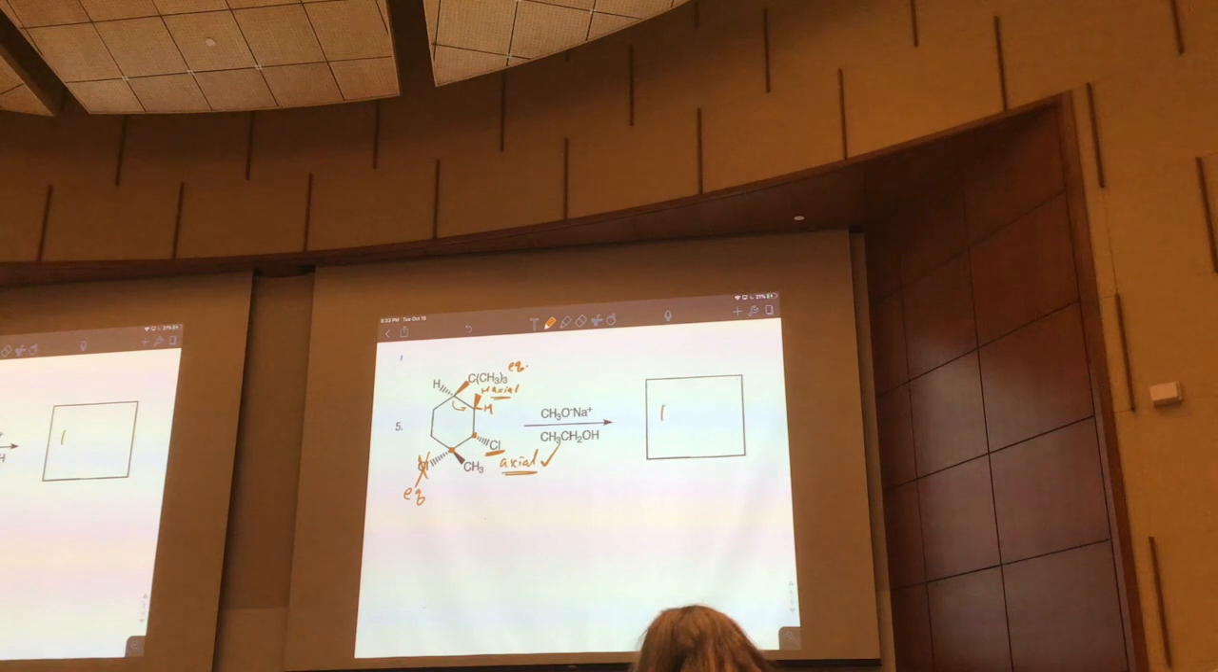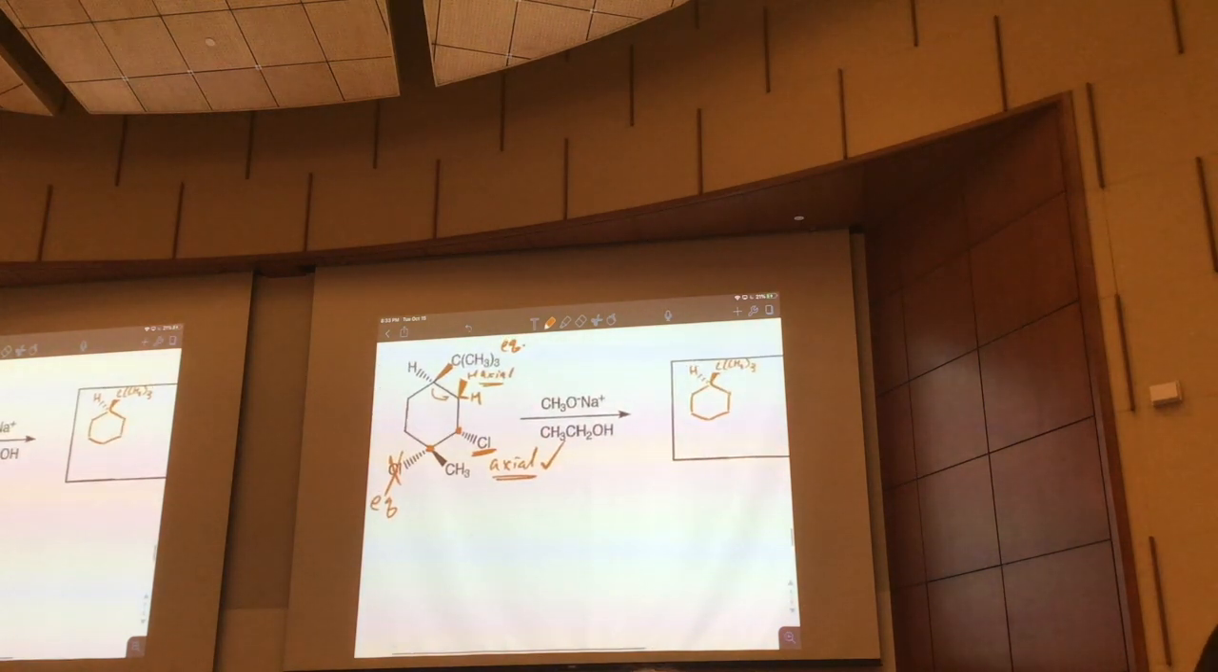So let's go ahead and draw our final product. We have our hydrogen. We have our tert-butyl group, CH3. Do we have our Cl here on a wedge?